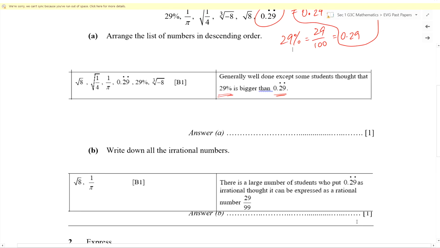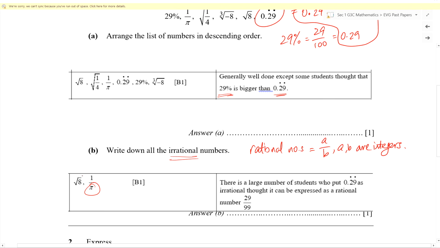Next, write down all the irrational numbers. Irrational numbers cannot be expressed as a fraction. Let me just put it down, rational, R-A-T-I-O-N-A-L. Rational numbers will be A over B, where A and B are integers. That means it will be a whole number over another whole number. Those are rational numbers. So as long as you see things like pi, pi is confirmed irrational already. Okay, so this will be an irrational number.